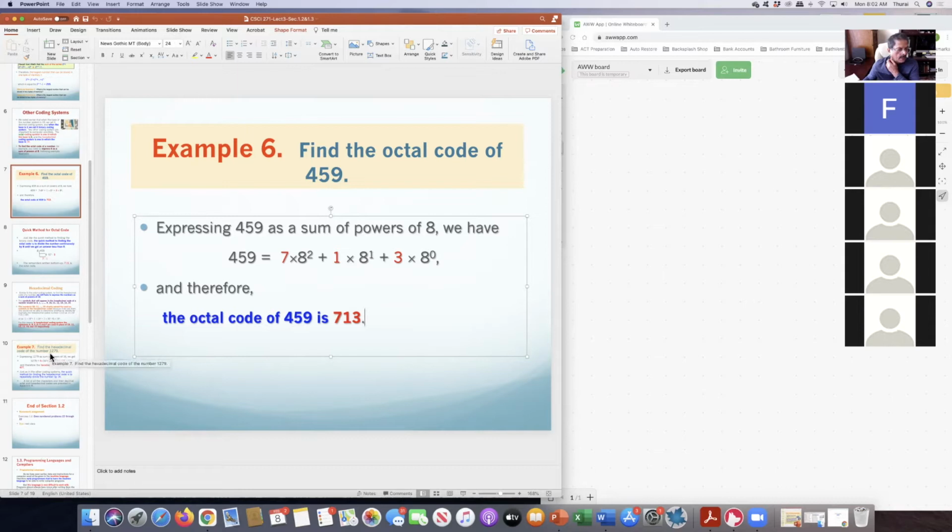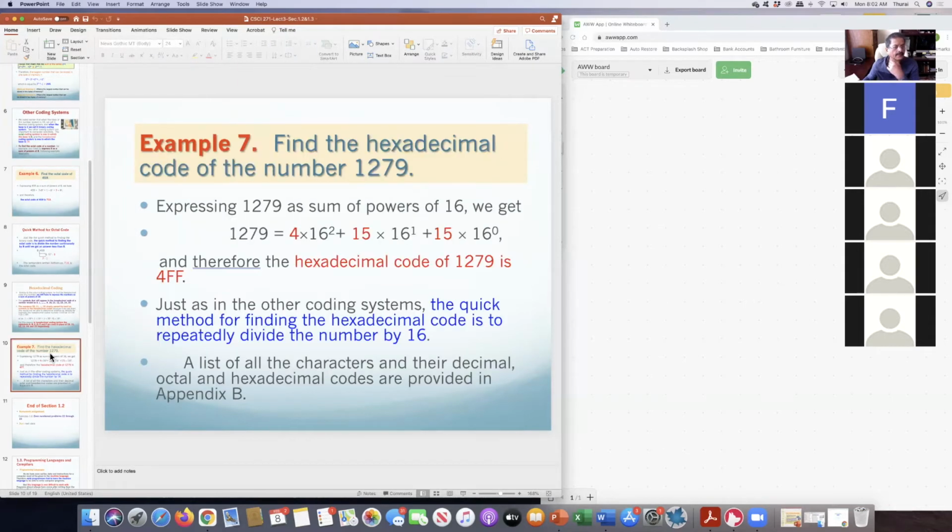Same way for the hexadecimal code. So let's go to hexadecimal code. To find the hexadecimal code, you have to express the given number, here the example is 1279, as a sum of powers of 16. So start at 16 to the 0, 16 to the 1, 16 to the 2. 16 to the 2 is 256, but 16 to the 3 is way more than 1,279. That's why I stopped at 16 to the 2.